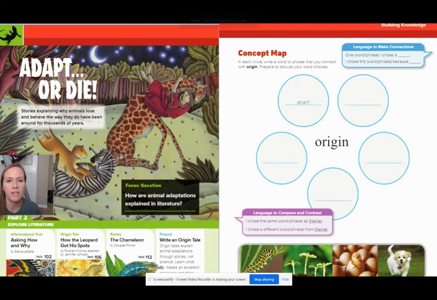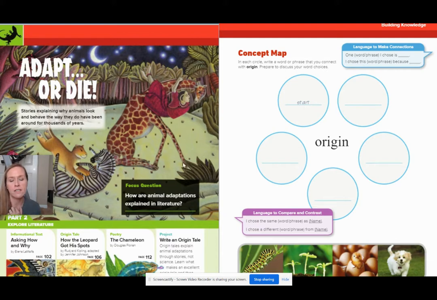We are going to take a minute and start part 2 of Adapt or Die. Now, we already finished part 1 of Adapt or Die and we had an essential question in part 1. That question was focusing on animal adaptations and how they help animals to survive. So now that we're going into part 2, we are going to move on to the second portion and we have a brand new focus essential question.